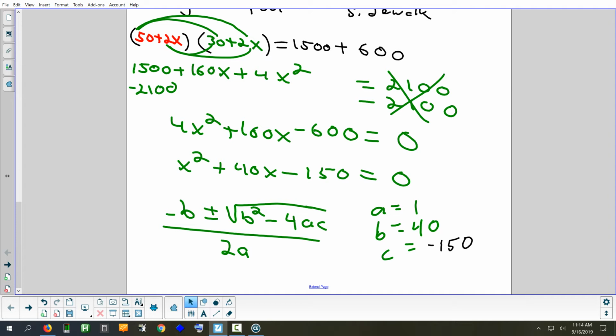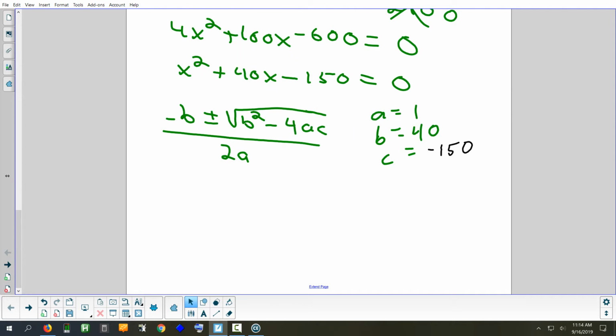Okay, so now just plug them in and see what we get. And this will tell us the width of the sidewalk. Now, actually, before we plug it in, how many answers is this formula going to give you? 2. The width of the sidewalk, though, can only be how many answers? 1. So one of the answers is going to make sense, one of them won't.